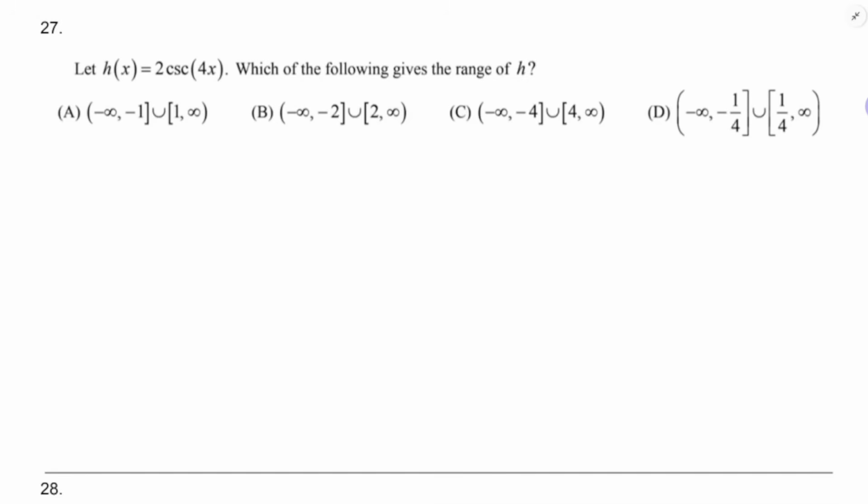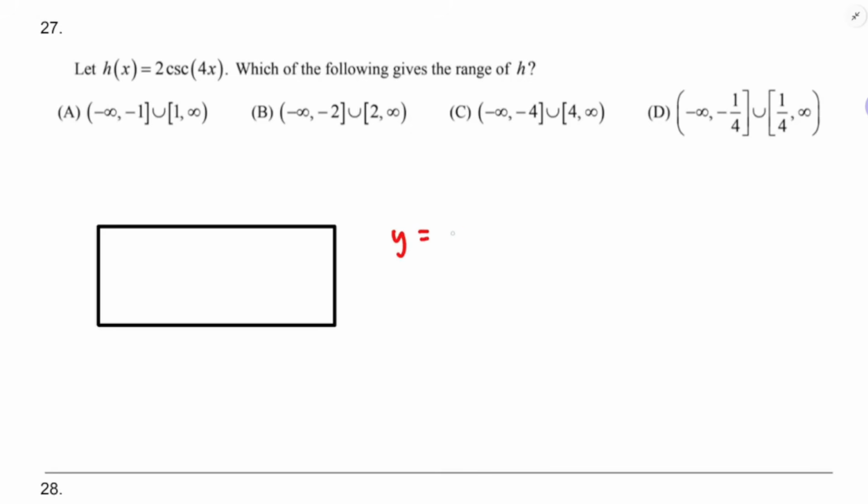All right, which of these is the range of h? Okay, 2 cosecant of 4x. What we're going to need to think about is the underlying partner function to h of x. 2 cosecant is going to be very related to 2 sine. So I'm going to draw the sketch of y equals 2 times the sine of theta. I don't even need to worry about 4x, is my point. So 2 times the sine of theta is going to look like this.